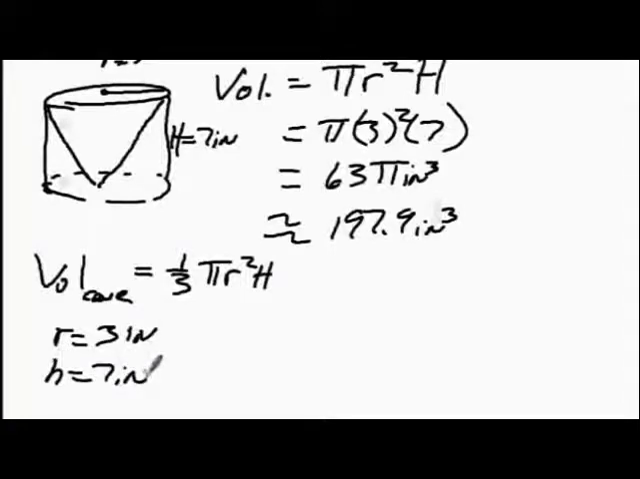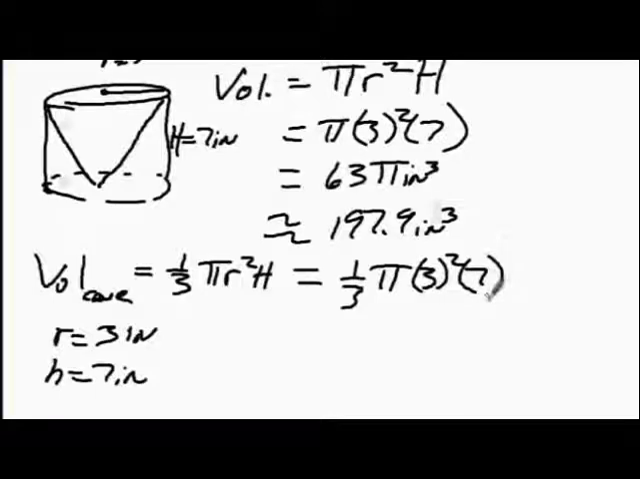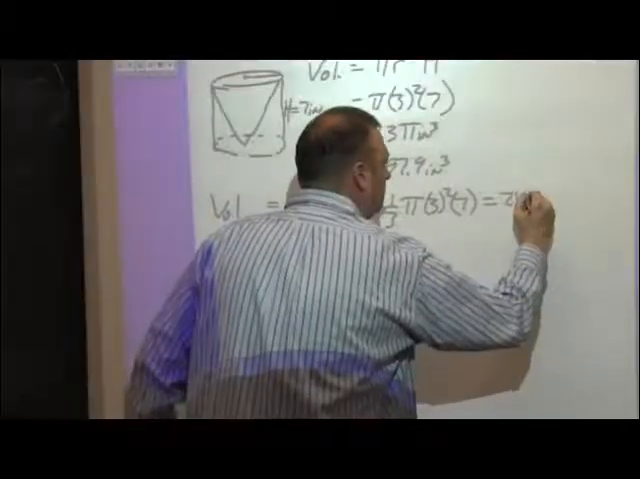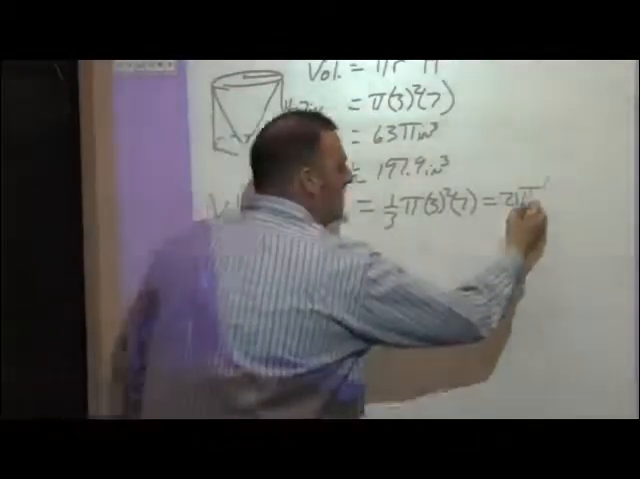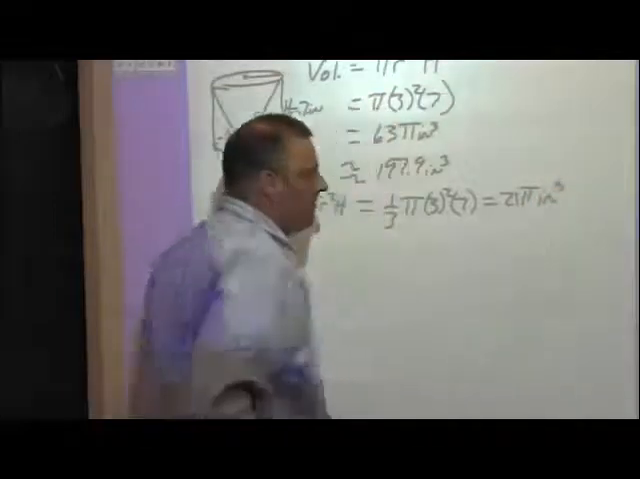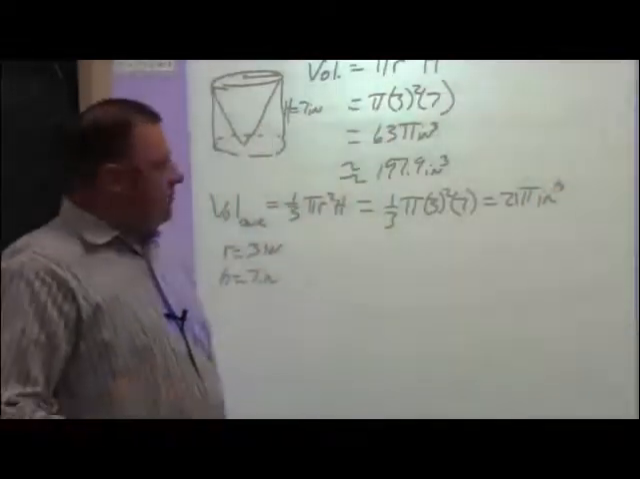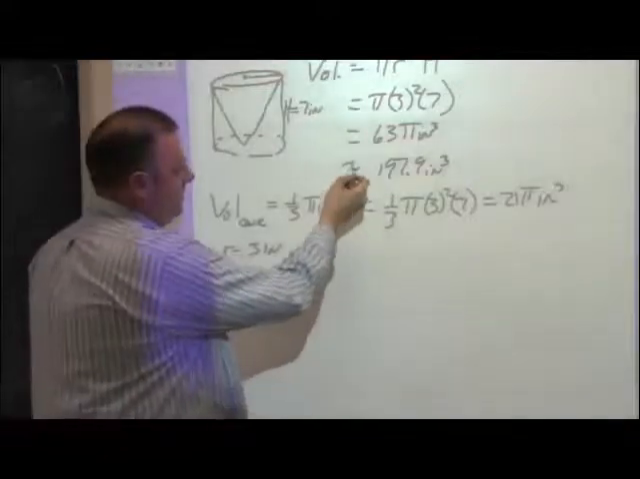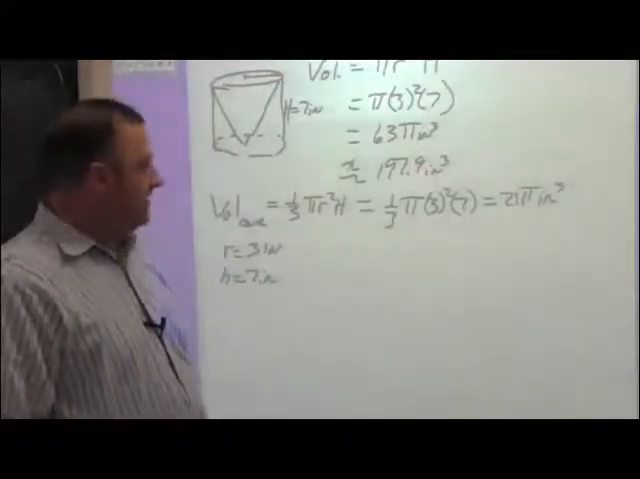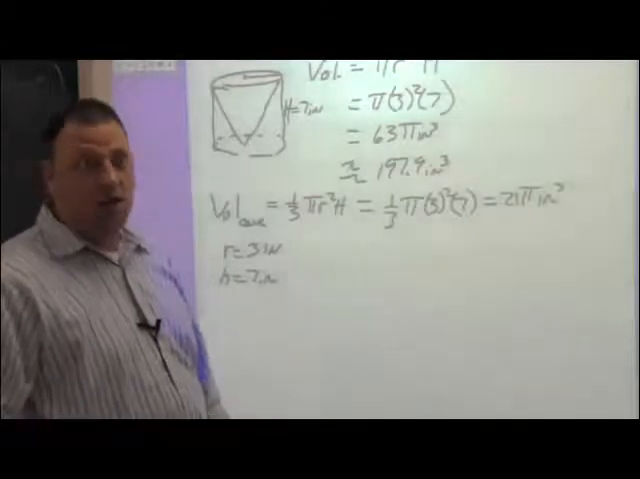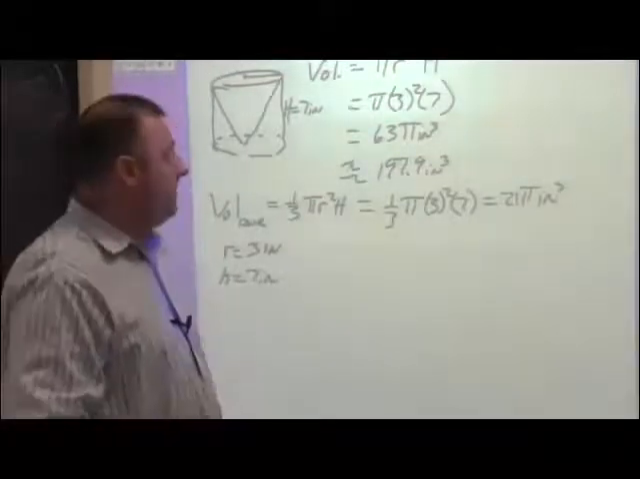All we got to do is plug the numbers in, do the math. So you're going to get 1/3 pi times 3 squared times your height, which is 7. And if you do the math, you're going to get 21 pi. And that unit would be inches cubed. And you can take 21 times pi and get a decimal approximation. That's what I mean when I put the little squiggle lines there. That means approximately, not an exact answer. An exact answer is in terms of pi. All right, I have one more shape for you.